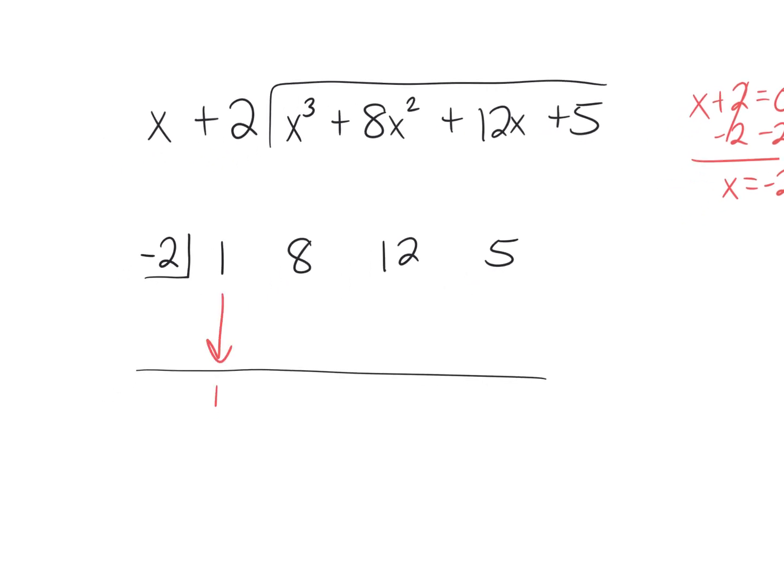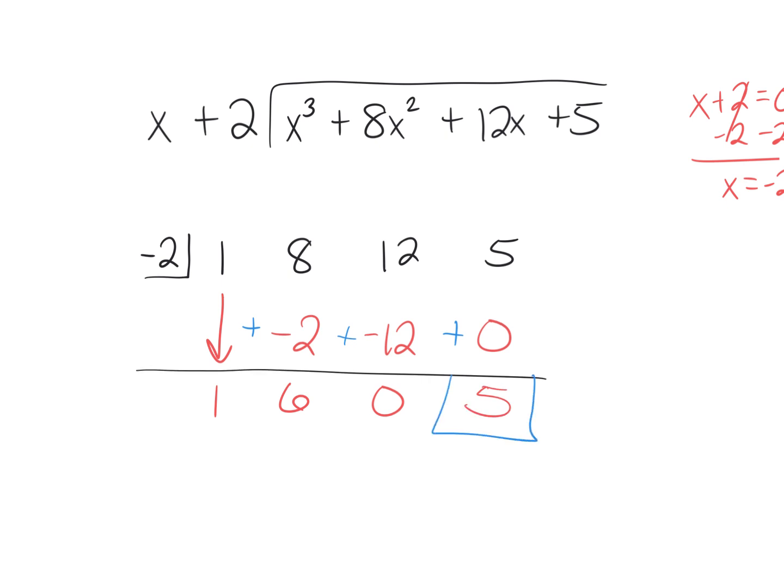What do I do first? Drop down the 1. So I take 1 times negative 2. Negative 2. What's 8 plus a negative 2? 6. Start the process over again. What's 6 times negative 2? Negative 12. What's 12 plus a negative 12? 0. Negative 2 times 0 is 0. What's 5 plus 0? 5. What should I do? Box the 5.